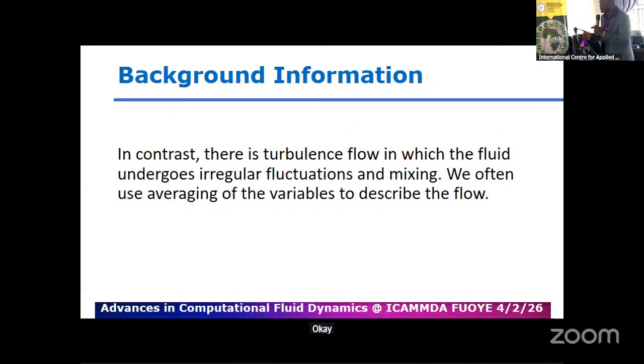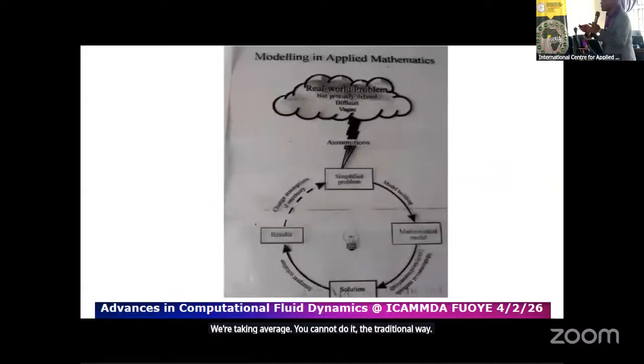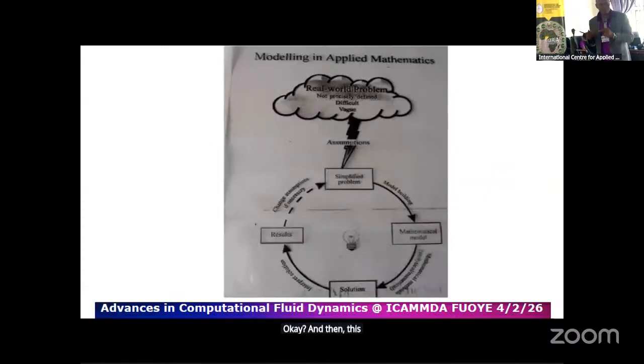In contrast, we have what we call turbulent flow, in which it is irregular. I've given you an example when you open the tap. It's irregular, it's fluctuating, it's mixing, and so we need to attack it by taking averages. You cannot do it the traditional way. And then this gives you an example of what modeling is, because this is where the whole bulk of the discussion is.